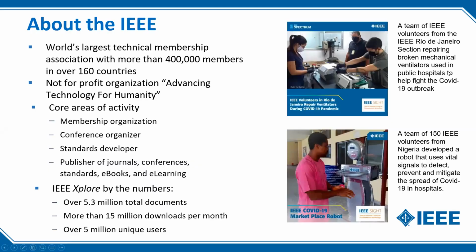So a little bit about IEEE. We're the world's largest technical membership association with more than 400,000 members in over 160 countries. Our core areas of activity are membership, conference standards, and IEEE Xplore, because we are the publisher of journals, conferences, standards, ebooks, and e-learning. And as a benefit of your affiliation with Case Western Reserve, you have full text access to the digital library or the platform that's called IEEE Xplore.